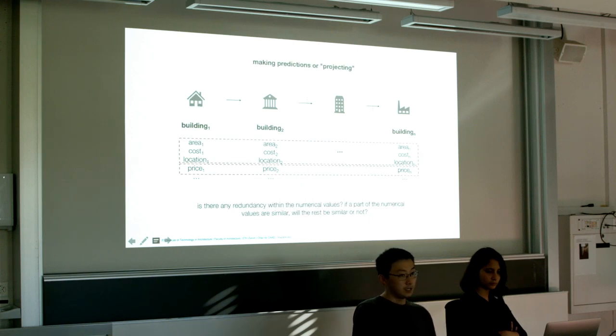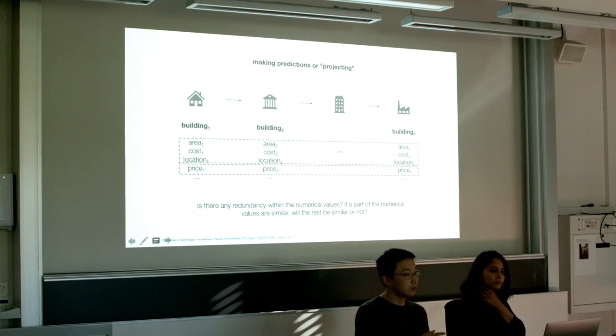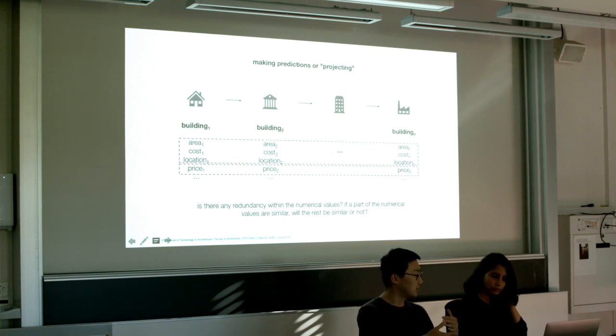And also, because this chain is built based on the similarity of numbers, what happens if we simply take a part of these numbers to rebuild this chain? Will, for example, buildings that have similar areas and locations have a similar price as well? So what would be the result? These are the two typical questions that we can ask of a collection of numbers.